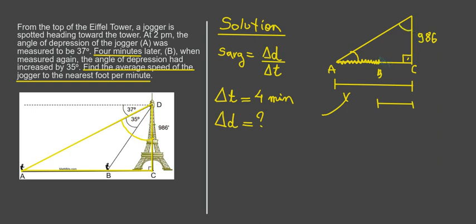Let's do this subtraction. So this angle right here is 90 minus 37. So that is 53. So that angle is 53. Let's put it here, 53. Now we have an angle.